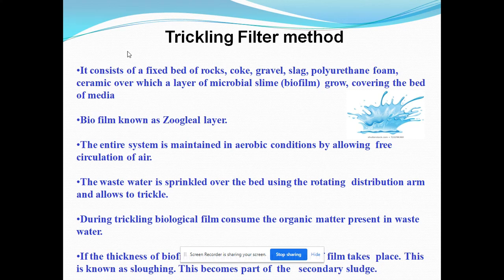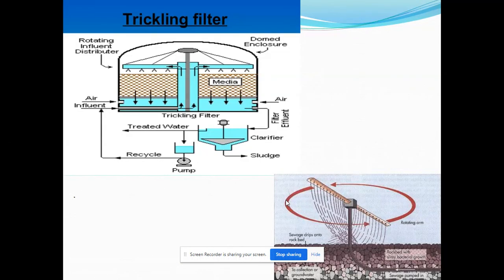The wastewater is sprinkled over the bed using the rotating distribution arm and allowed to trickle. During trickling, the biological film consumes the organic matter present in the wastewater. If the thickness of the biofilm increases, the separation or detachment of the film takes place, and this process is known as sloughing. And after sloughing, this becomes part of the secondary sludge.